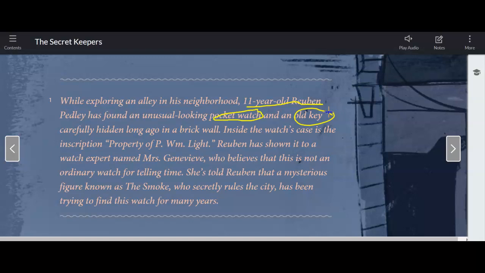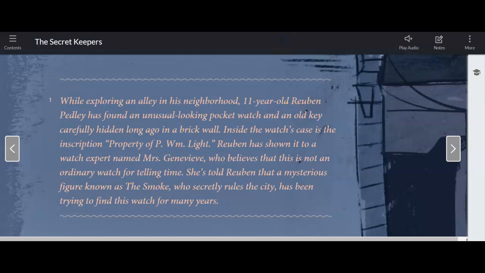And he's shown it to a watch expert. And this is not an ordinary watch. She tells him that a mysterious figure known as the Smoke, who secretly rules the city, has been trying to find this watch for many years. Okay, so this sets us up. We realize that this is a mystery because I have this mysterious figure. I don't know what this watch is doing. And it's all revolving around this character of Reuben.